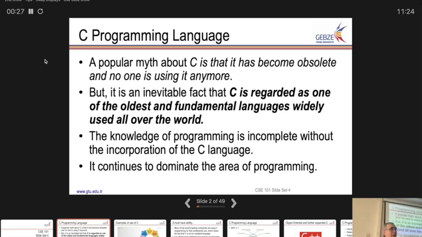It continues to dominate the area of programming for various reasons, because every other language must be written in C. Every library must be written in C. People say Python is good for artificial intelligence. It's okay for day-to-day use, but the libraries, which are the most important part of the Python language, must be written in C. So if you are developing a Python library for other people, it has to be C.